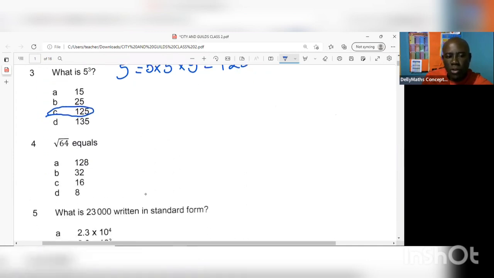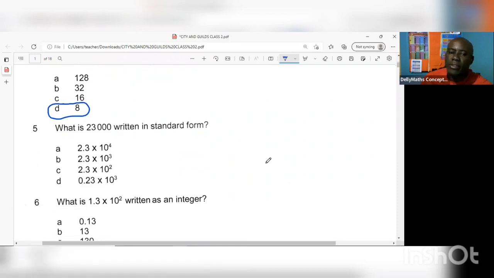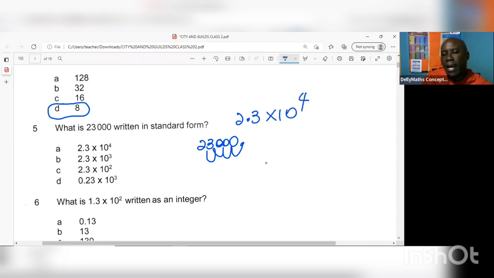Number 4, the square root of 64 is 8. What is 23,000 written in standard form? In standard form, we need to place the point after the first digit that is not a 0. So we'll actually have 2.3 times 10 to the 4, counting 1, 2, 3, 4. And we're looking for the answer here. There it is.